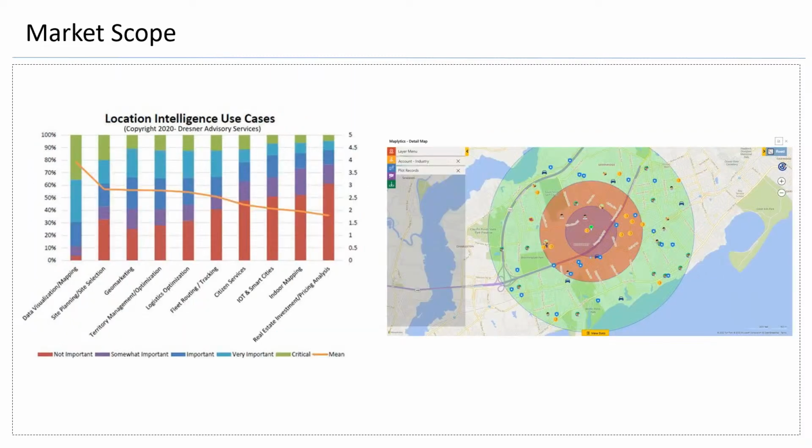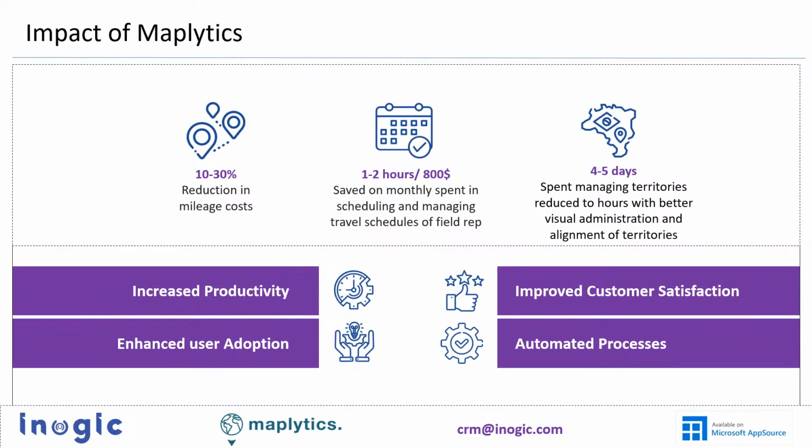Let's have a look at this chart that shows the various use cases that require locational intelligence. Use cases like data visualization, logistics, fleet routing and tracking, and many others are of great importance in various organizations. And Maplytics is one such solution that will help you to fulfill all of these use cases. Before we start with the overview of the features to be covered today, let's see a few examples of the impact of Maplytics on business.